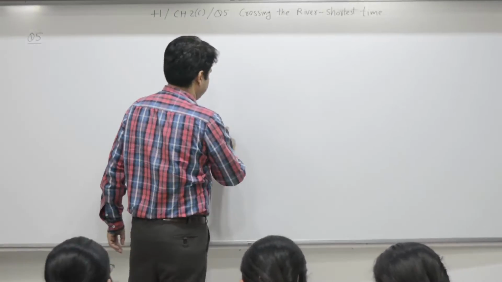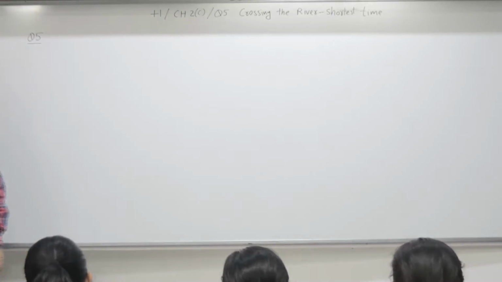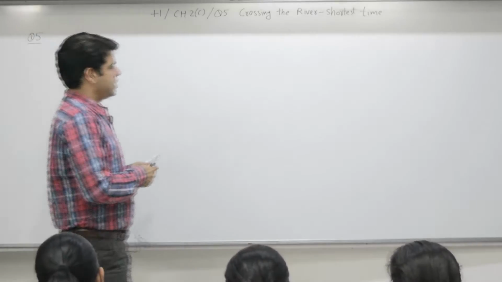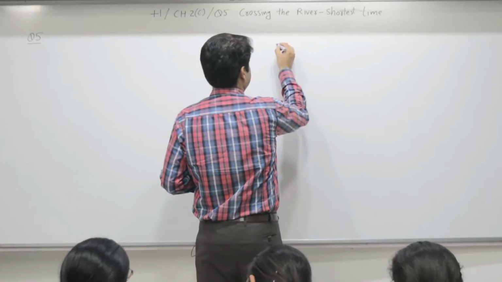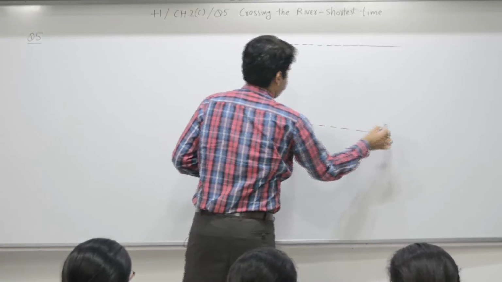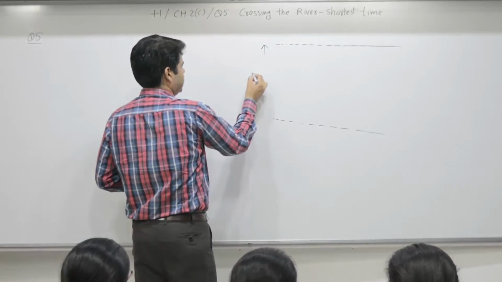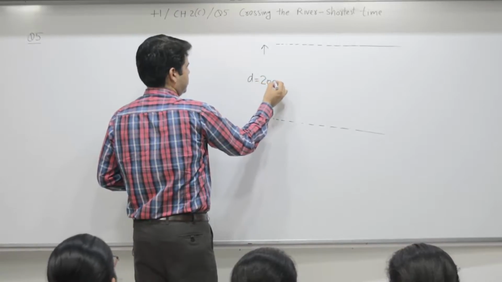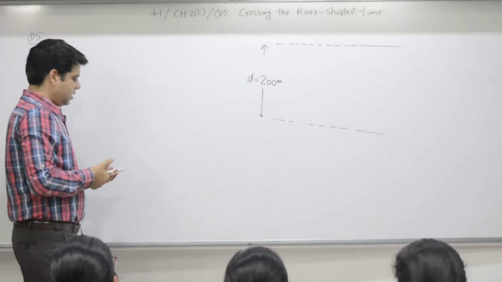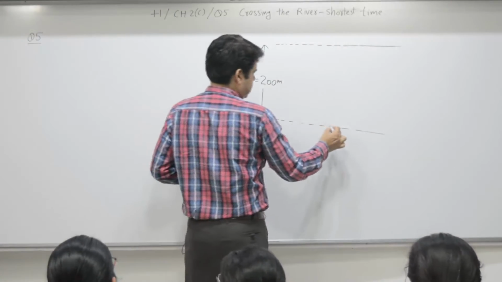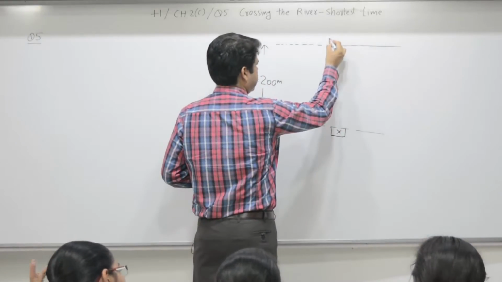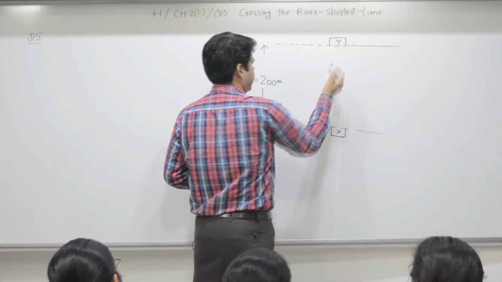Crossing the river. The problem is there is a river of width D, as an example, 200 meters. You are at station X on one side. You want to reach the other side, Y.